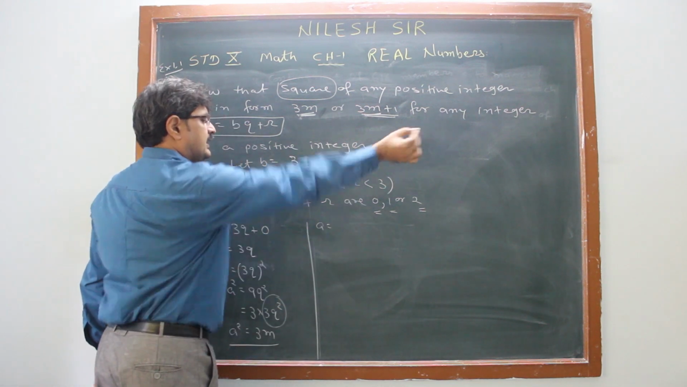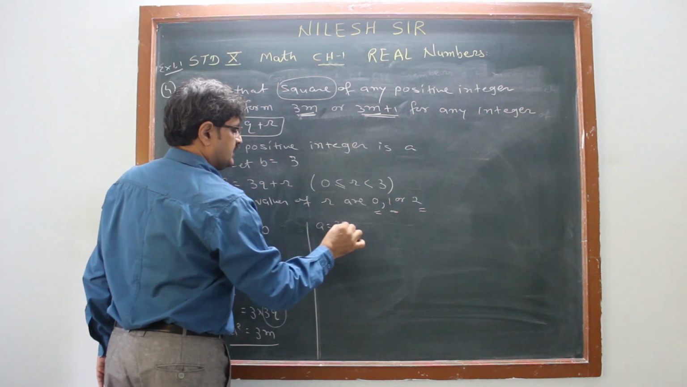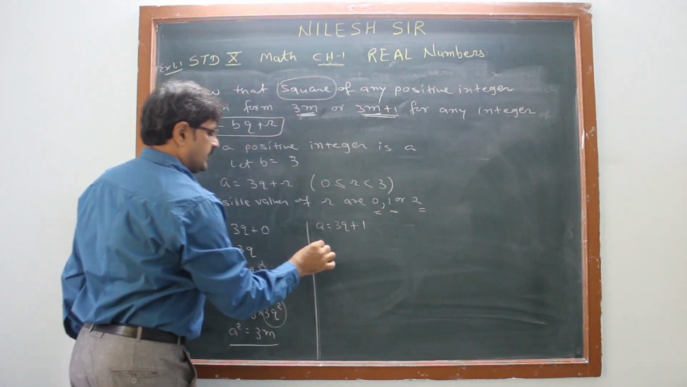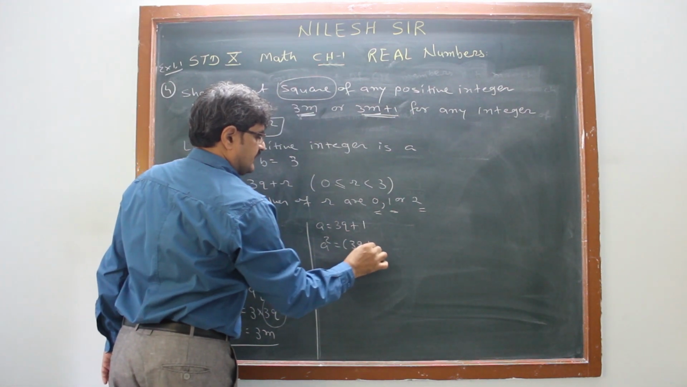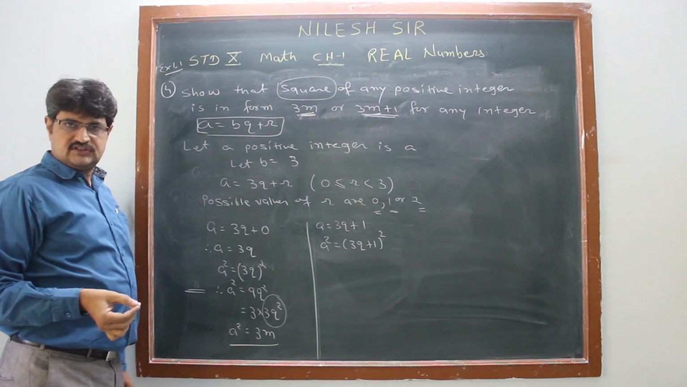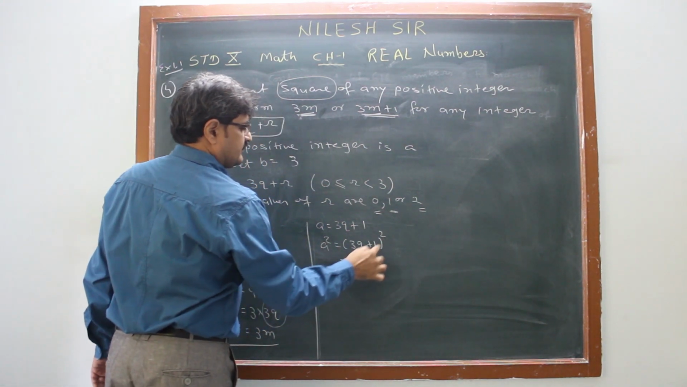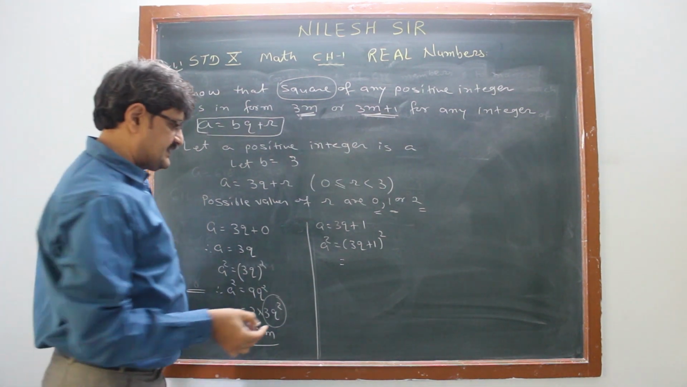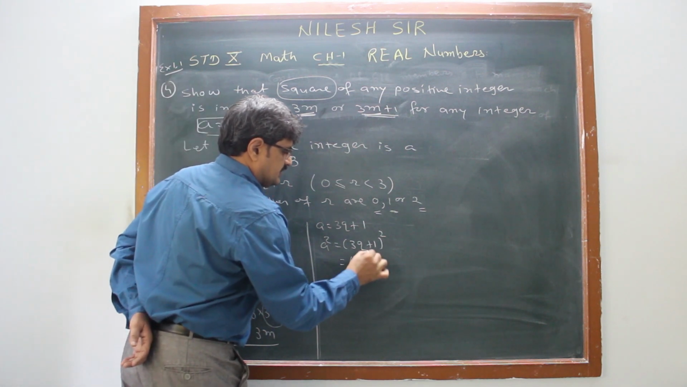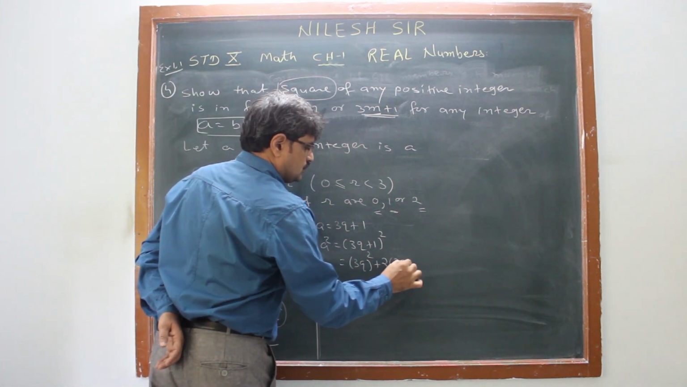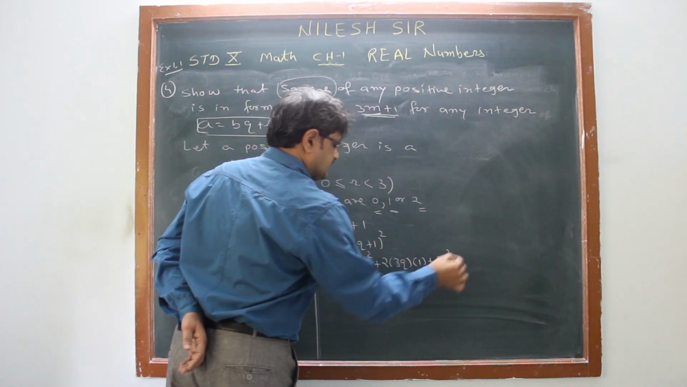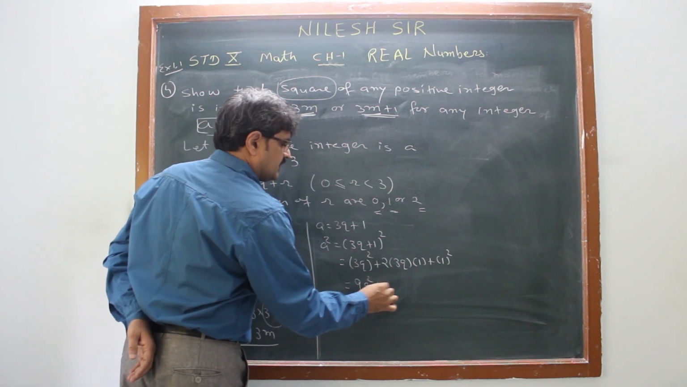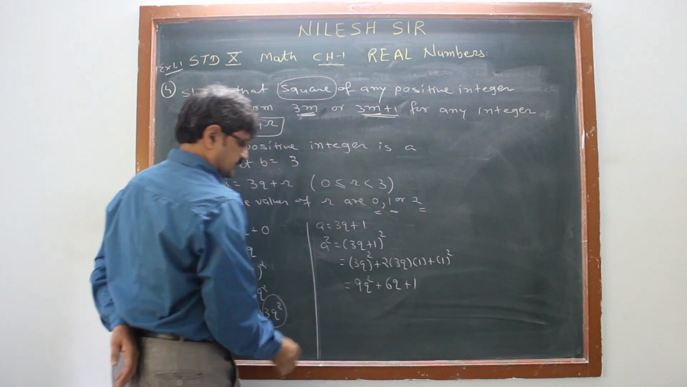Now I will take another remainder. So I will take a is equal to 3q plus 1. Again I want the square, so I will take the square of it. a square is equal to 3q plus 1 whole square. And as we know, the square of a plus b can be written as a square plus 2ab plus b square. I am applying the same formula here: 3q square, plus 2 into 3q into 1, plus 1 square. So I can write it as 9q square plus 6q plus 1.